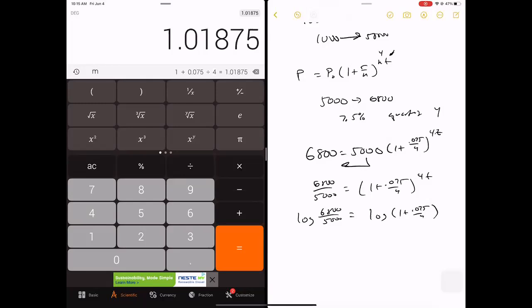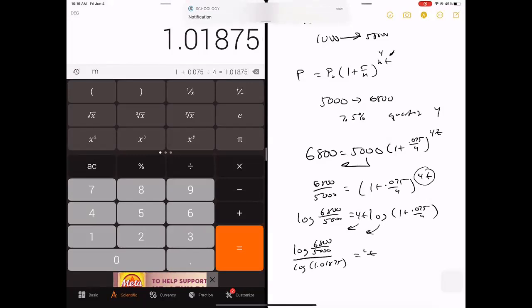Now, something we want to see also: that exponent goes to the front. So that's 4t. Now, I'm solving for t, so I'm going to get rid of the 4 and the log. But that seems confusing, so I'd rather just get rid of the log first. Log of 6,800 over 5,000 divided by log of 1.01875. Again, you can just write that the original problem is equal to 4t.